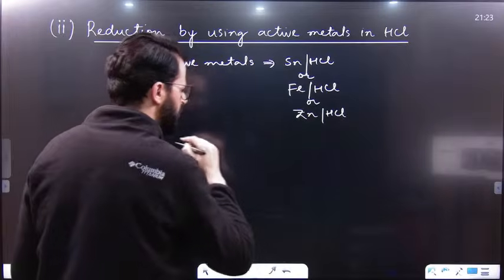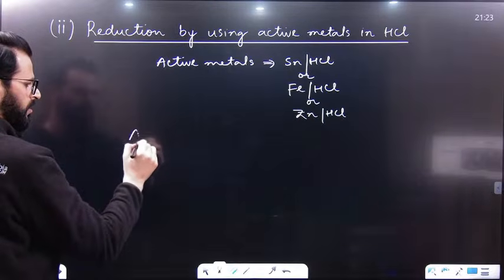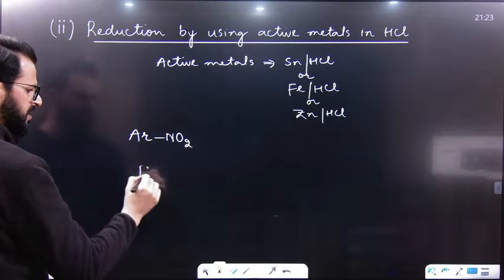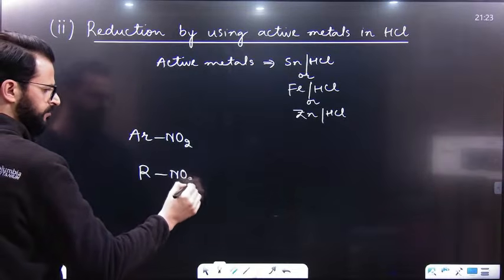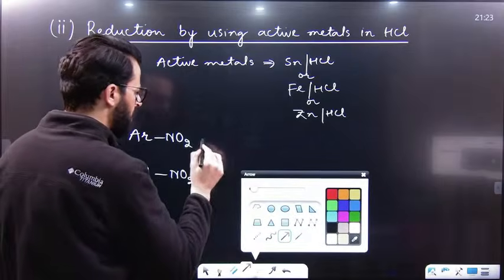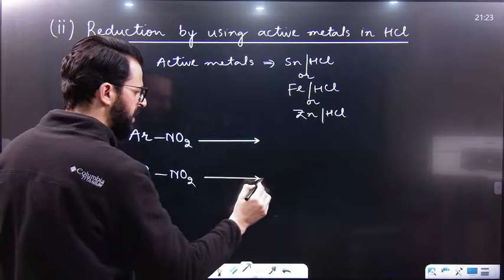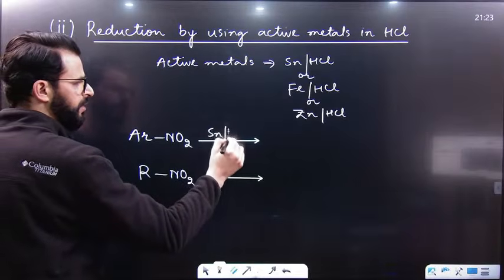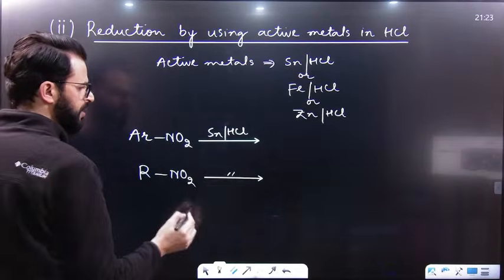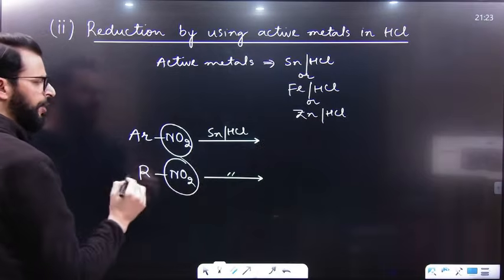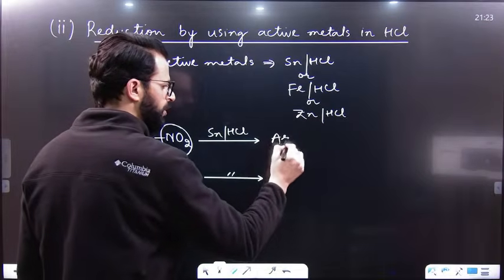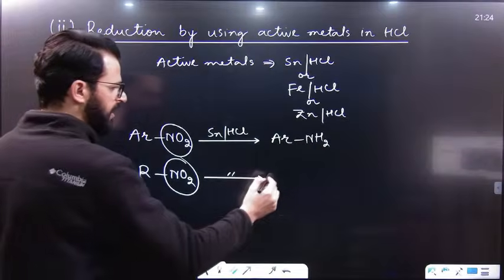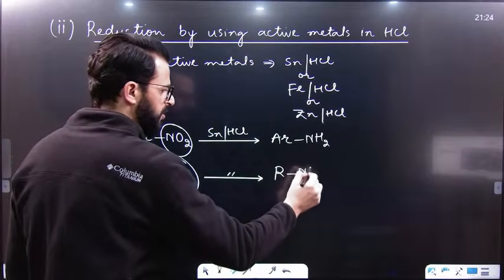So this reducing agent will convert aromatic nitro compounds as well as aliphatic nitro compounds to aromatic primary amine as well as aliphatic primary amine. Say for example, I will write down over here one of the active metal in acidic medium. They will convert simply the NO2 group into the NH2 group. So here once again, primary aromatic amine will be formed, and here aliphatic primary amine will be formed.